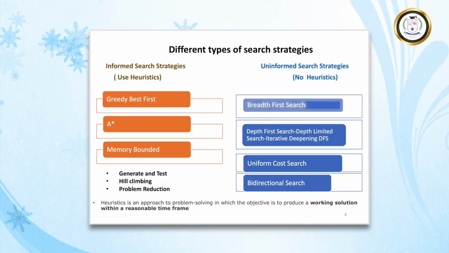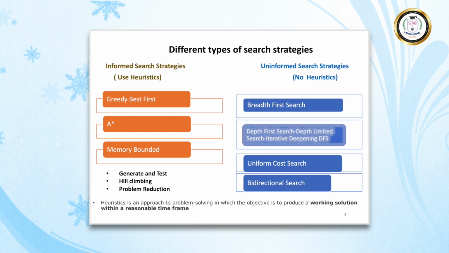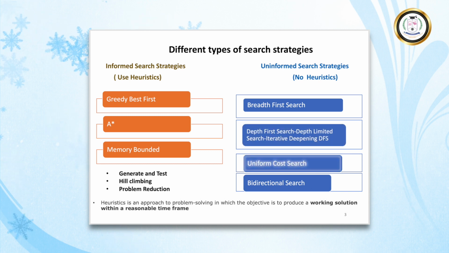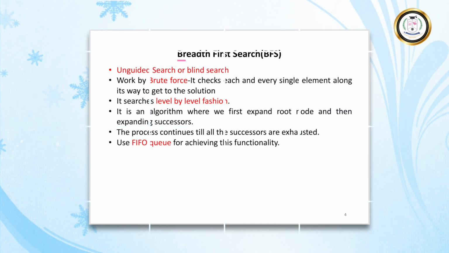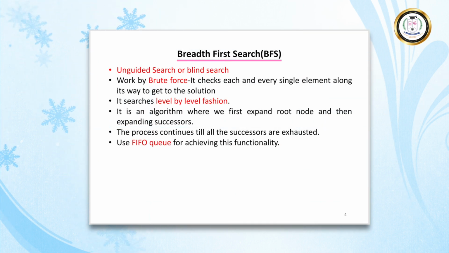There is no heuristics in uninformed search strategies. The types are breadth first search, depth first search, and it is extended by depth limited search, iterative deepening depth first search, uniform cost search, and bidirectional search algorithm. Breadth first search is simply called the BFS algorithm.